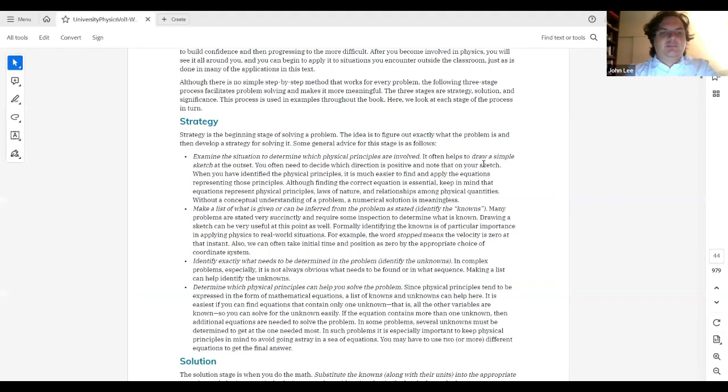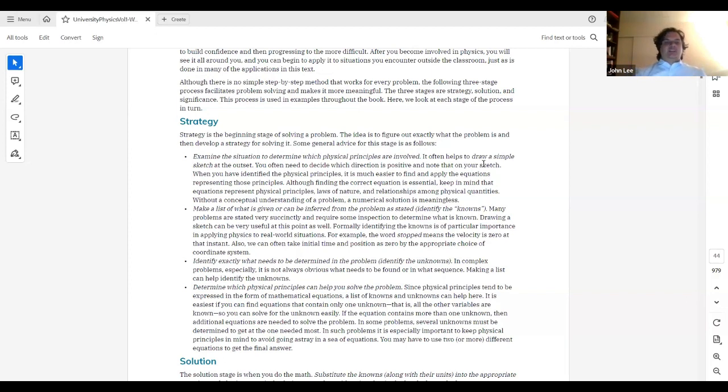So the first thing that you want to do when solving problems is examine the situation to determine which physical principles are involved. So basically, you're going to have to learn what types of equations are used for what types of situations. And then you do that before anything else so you know what equations to set up.